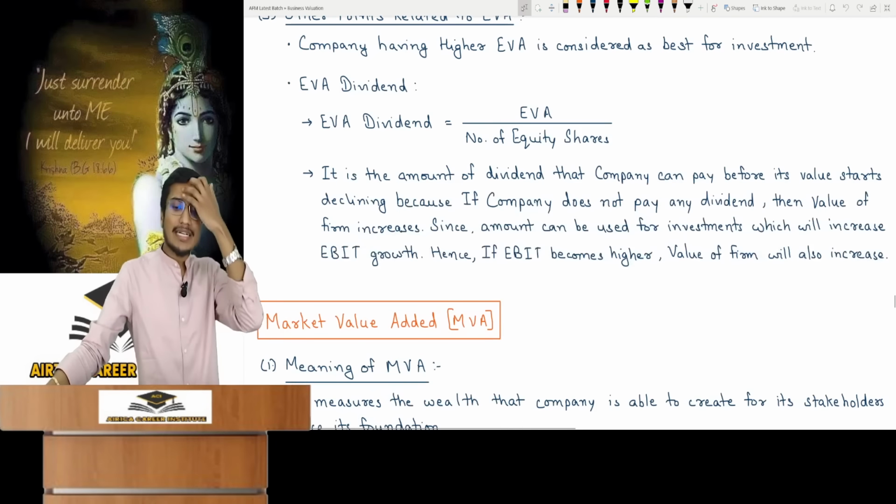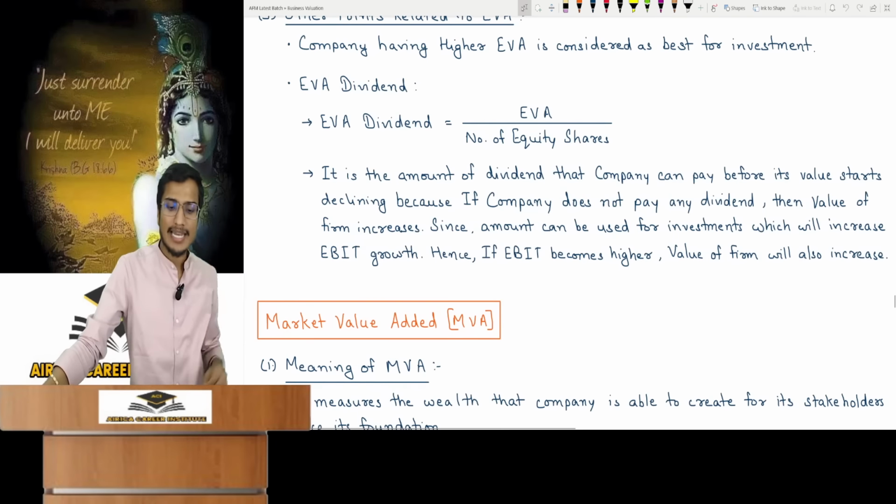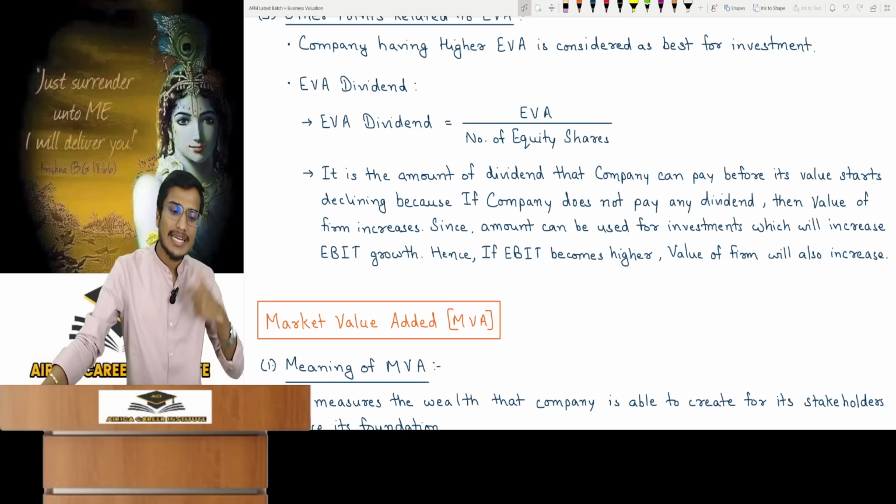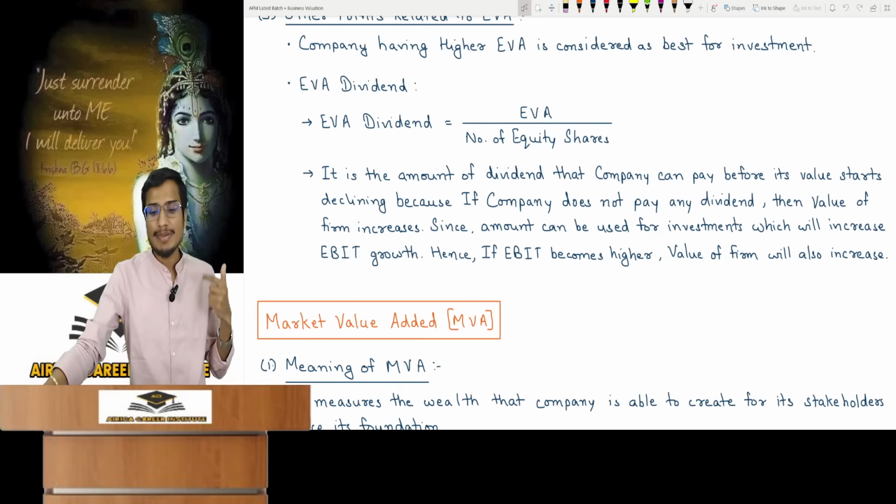This is the dividend amount a company can pay without its value declining, because if no dividend is paid, the firm's value then increases. Since the amount can be used for investment, which will increase EBIT growth. Hence, if EBIT becomes higher, the value of the firm will also increase.